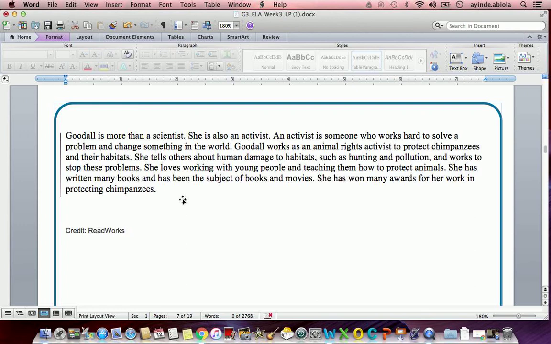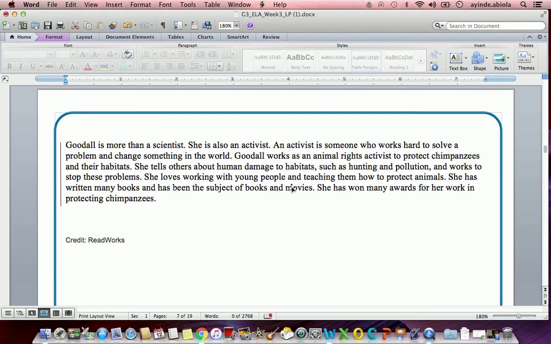Okay, guys, so the most important thing here is that she also works as an animal activist. To capture that, probably I would have underlined the first two sentences, Goodall is more than a scientist. She is also an animal activist. Everything after that kind of explains to you either what an animal activist is or what they do. All right? Great job so far, guys.